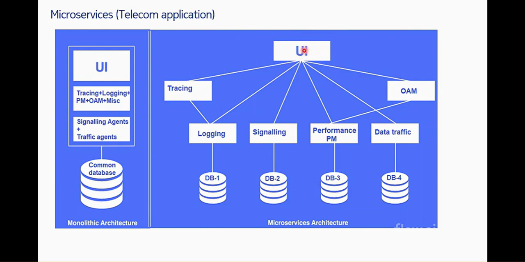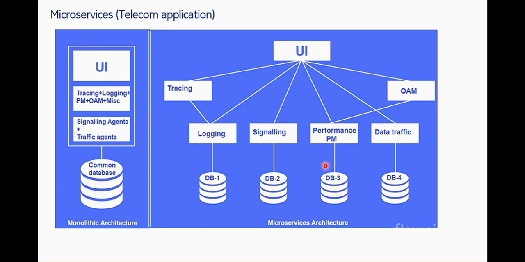So beyond the UI, now you have separate components, in Kubernetes terms separate deployments, for tracing and for OAM. Or in VNF terms, these are your VMs. So you have an OAM VM, some VMs for performance, some VMs as signaling agent, some VMs as logging agent. So you have different components now, and each component has its separate database. So that's how a telecom application has been migrated from monolithic to microservices architecture.